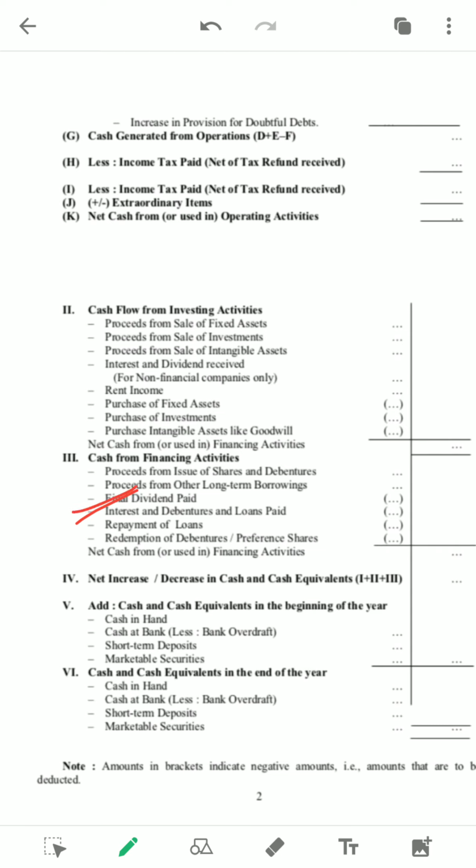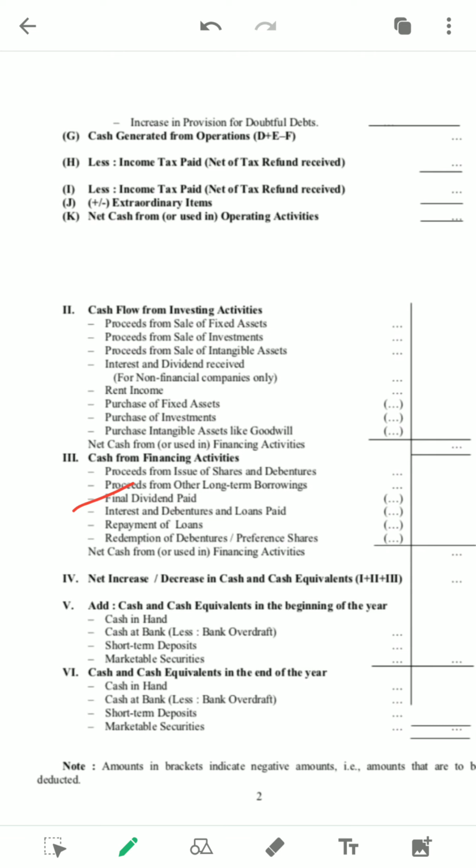Same thing is called final dividend. What is called final dividend paid? I've told you you need to open a proposed dividend account. There is a by PL figure, there is a to bank figure. If nothing is mentioned, closing will be by PL, opening will be to bank. By PL figure has come or has been added in the first step of operating activities, and the to bank figure you need to write down here, and that will also be in a negative manner. Means you need to deduct this amount. That is final dividend paid.